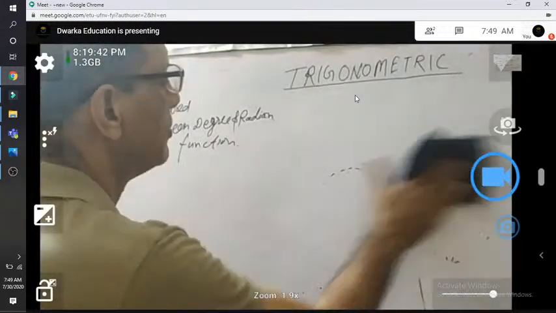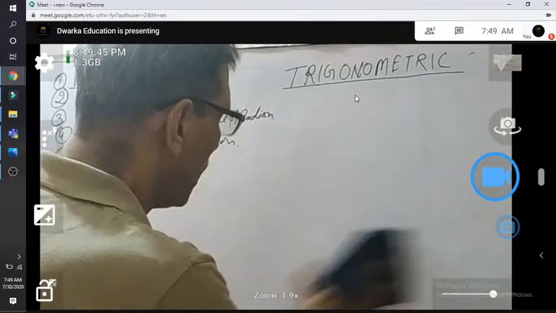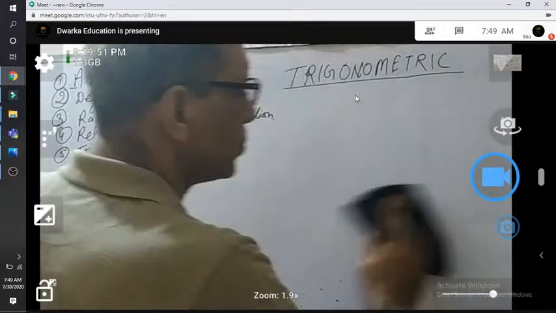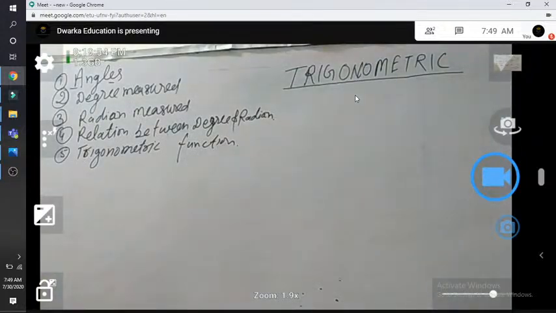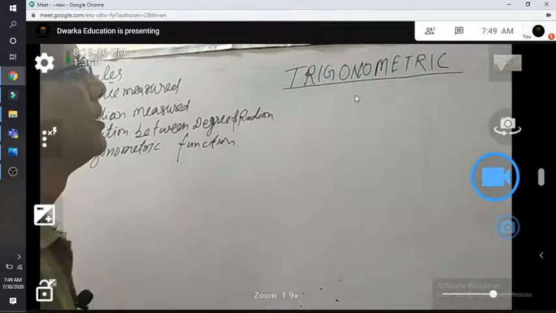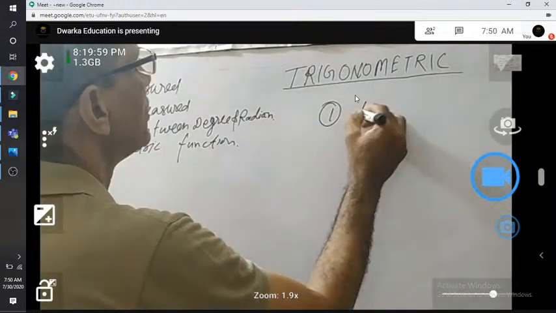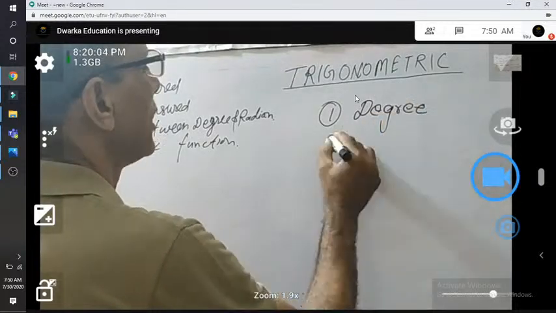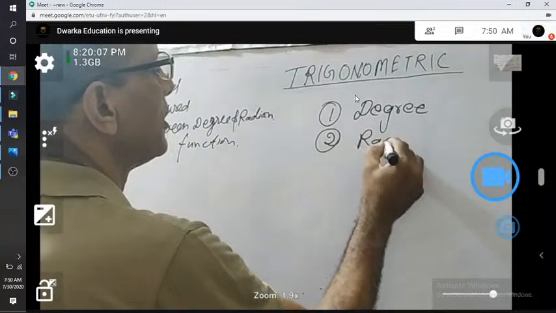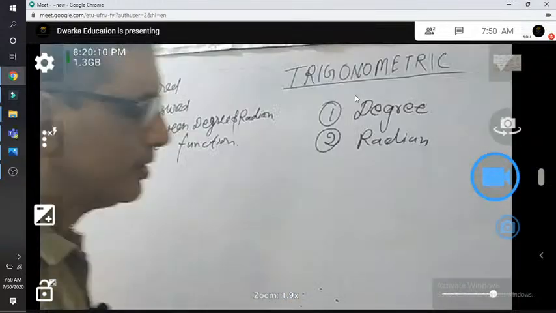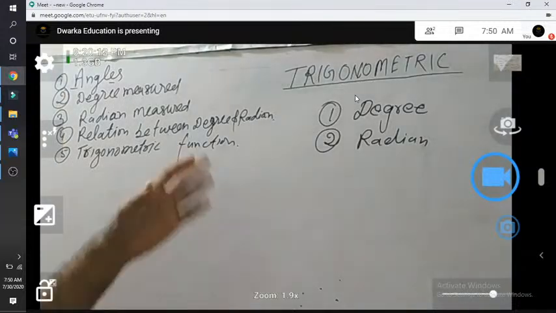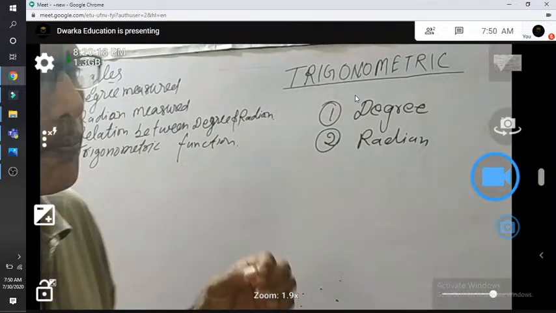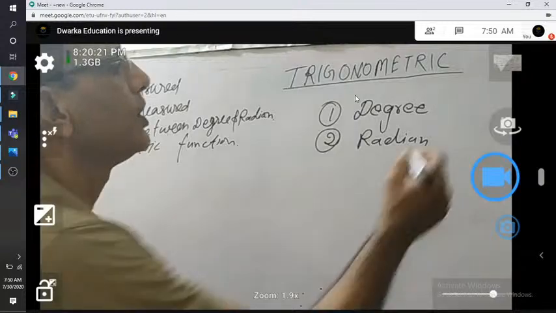Now, in which we measure angle, there are two units of measuring the angle. Number one, degree, and second, radian. First of all, we take degree. In degree, in one complete rotation, we have 360 degrees.